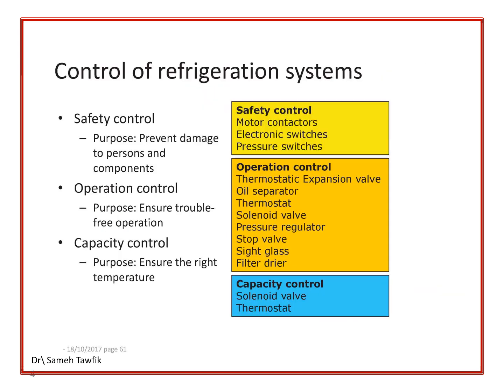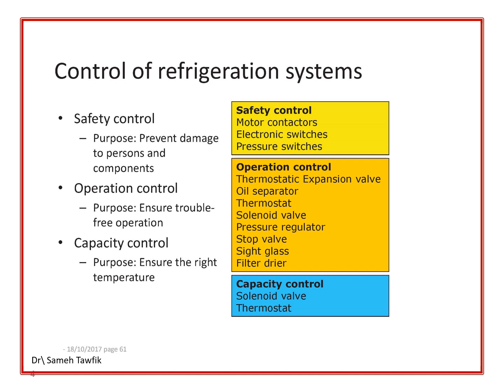This slide outlines the different types of control systems used in refrigeration systems. Let's go through them one by one. Safety control. The purpose is to prevent damage to persons and components. This includes motor contactors, electronic switches, and pressure switches. Operation control. The purpose is to ensure trouble-free operation.